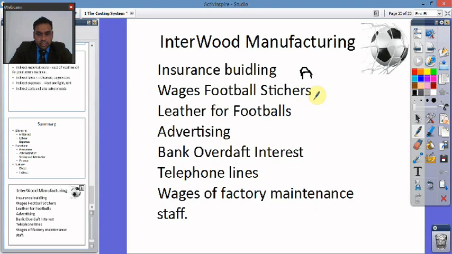Wages of football stitchers. So this is a direct cost of production, so that would be P. Leather for footballs. This is a direct cost of production as well, so P. Advertising, that's normally a selling and distribution cost. Bank overdraft, this is a finance cost. Telephone lines, this is an administration cost normally. Wages of factory maintenance staff, well this is a factory cost, so we're looking at production here, so this will be a production cost. Okay, thank you for listening. I'll see you in the next lesson.